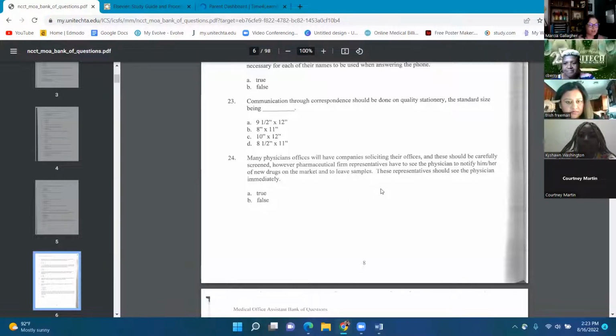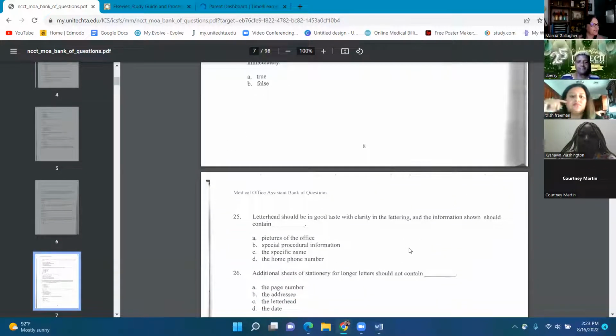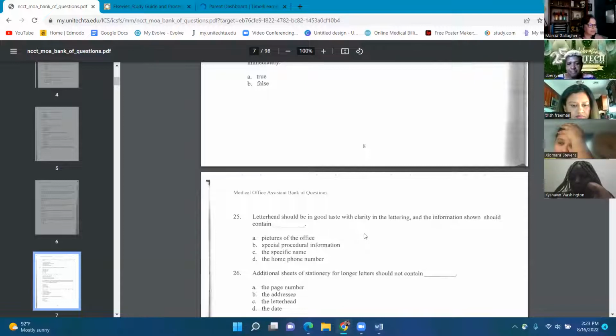So it's false. All right. Number 25, letterhead should be in good taste with clarity in the lettering, and the information shown should contain A, pictures of the office, B, special procedural information, C, the specific name, or D, the home phone number. C, the specific name.